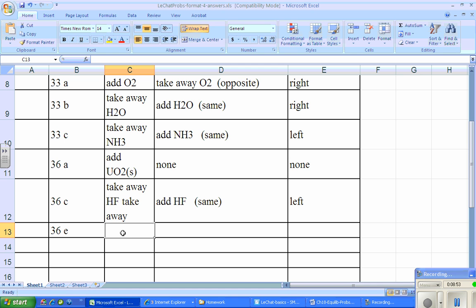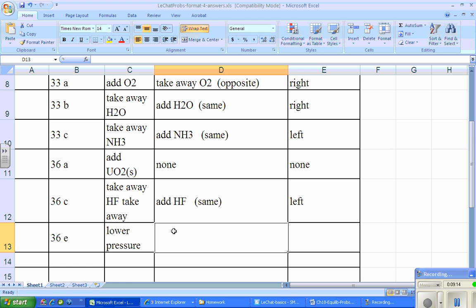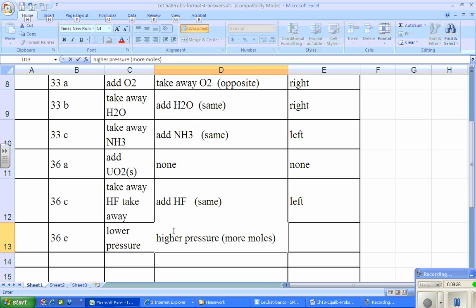All right, I'm going to do one more of these, and then we're going to move on to another problem. And on this one, I'm just going to read it. The size of the reaction vessel is increased. That does a lowering. It lowers pressure. Lower pressure. So LeChat wants higher pressure. And that happens with more moles. Higher pressure means more moles of gas.